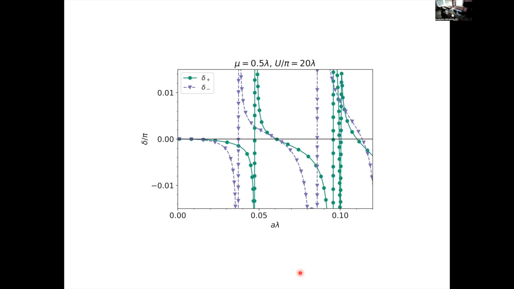So these are my scattering phases as a function of a over lambda. Lambda is the wavelength of the electron. And you see that in general, for particular strengths of the impurity and for a particular chemical potential, let's say I'm changing a, the radius of the impurity, there are two different values of scattering phases. You see the jump corresponds to resonant scattering. But in general, these two phases are different.